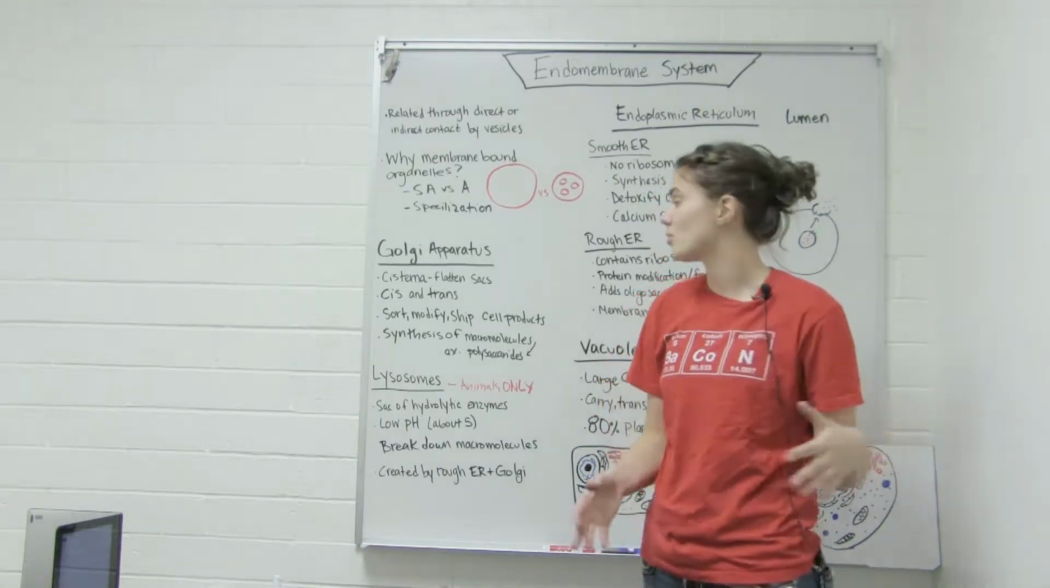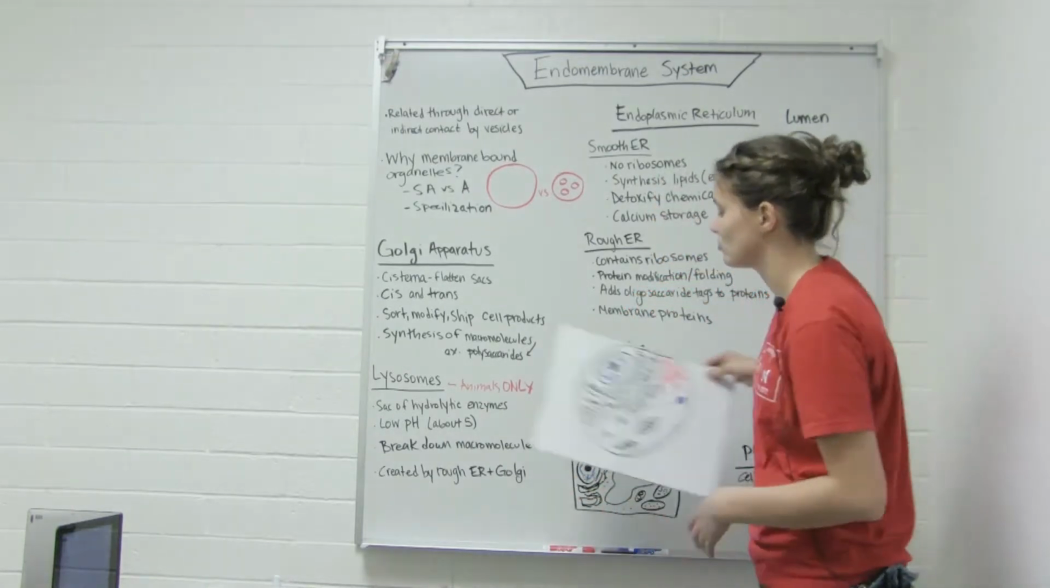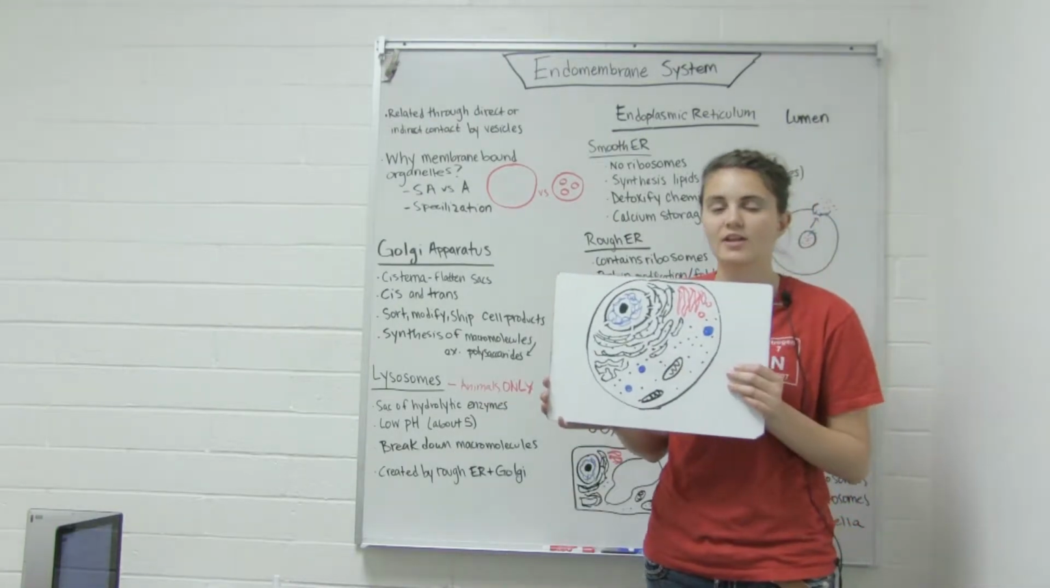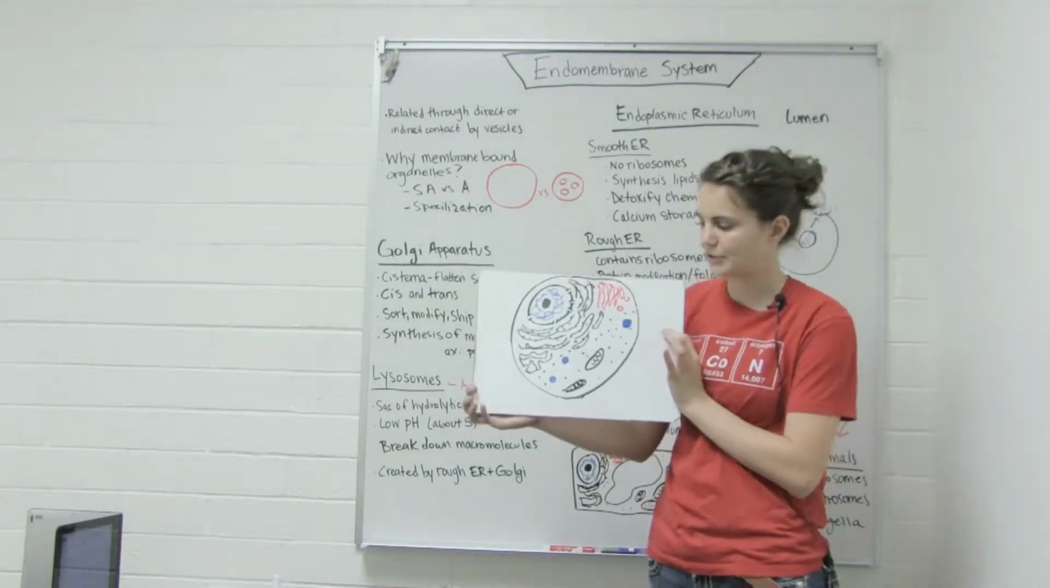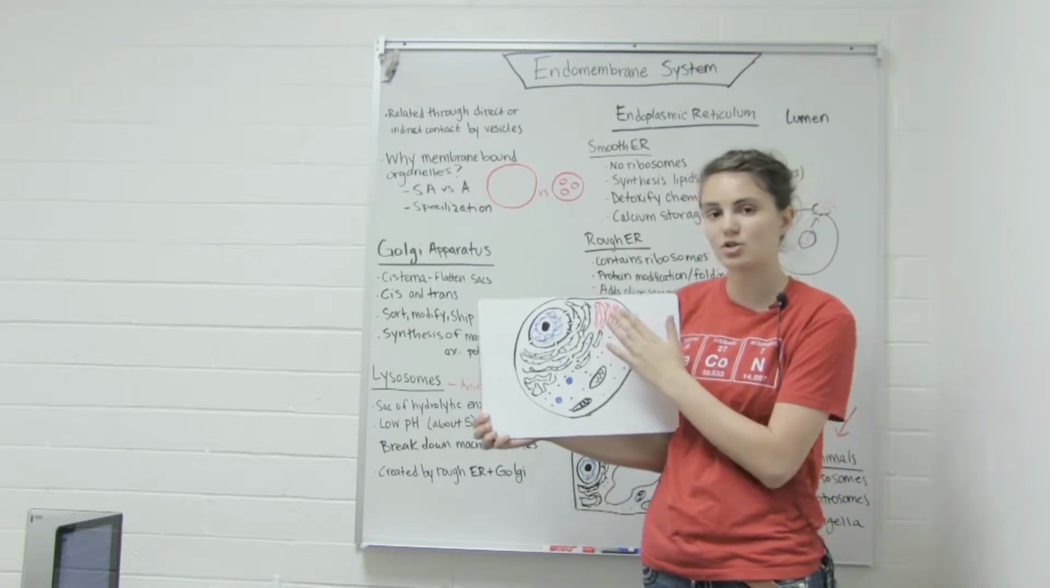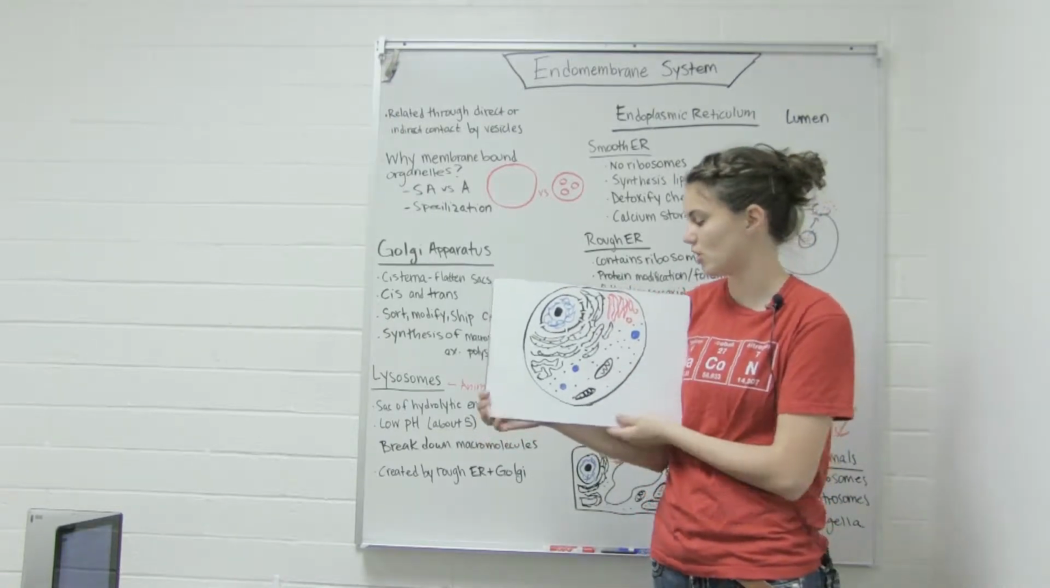So the first organelle we're going to talk about is the Golgi apparatus. I have this picture of a cell that I drew. It's not amazing, I don't have amazing art skills, but the red is the Golgi. So that's where we're going to start.